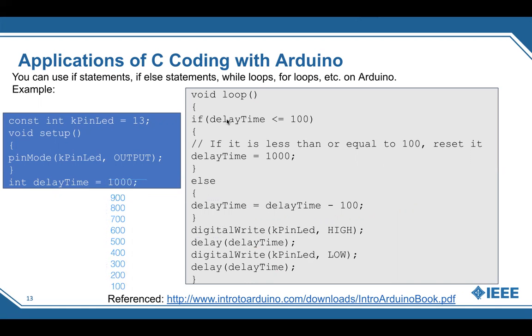hit 100. And so, is 100 less than or equal to 100? Yes, so that's true. So it's going to now run set delay time to 1,000. So it's basically now going to set it at 1,000 again. And then it's going to turn the LED on, wait a second, and then turn it off. So the LED will basically be changing values of how much delay there is in between. So it's going to change really fast, then go back up and then take a while to change again. So that's how the if statement works here.